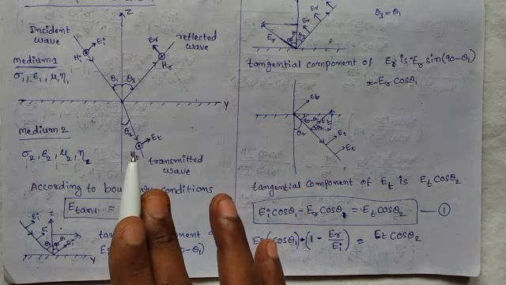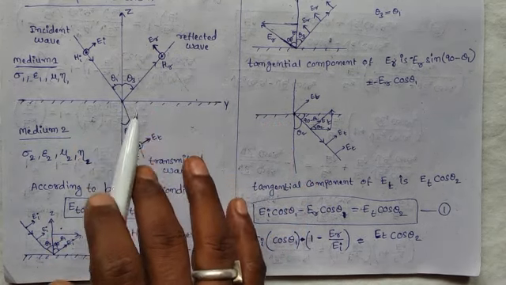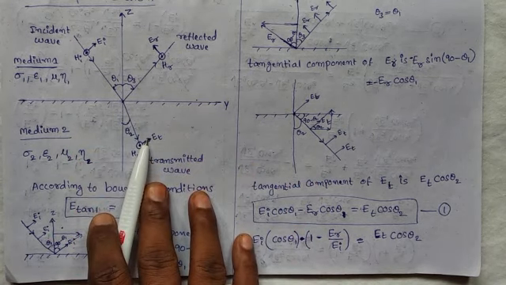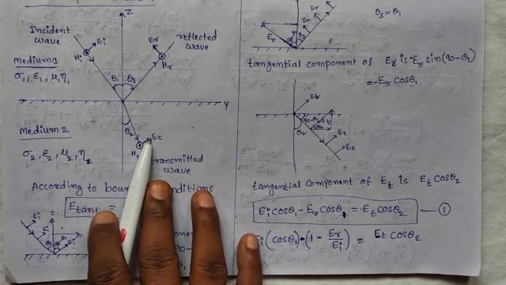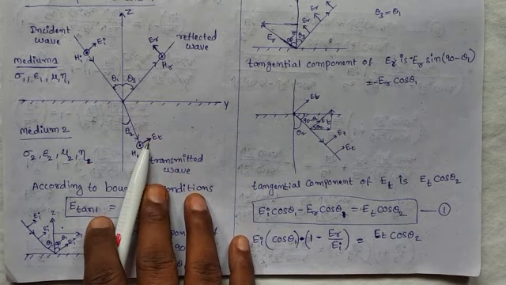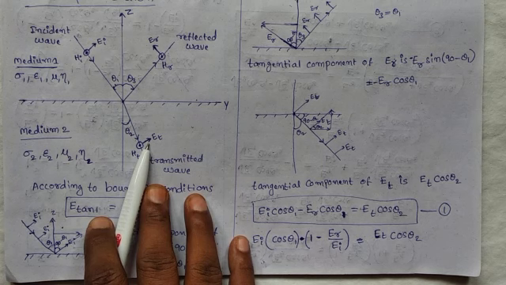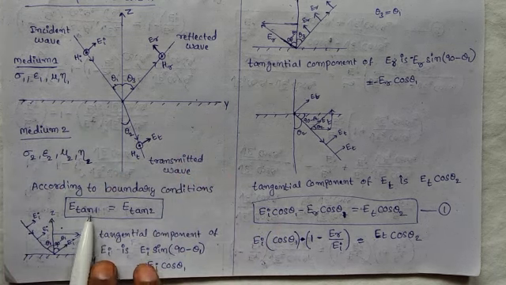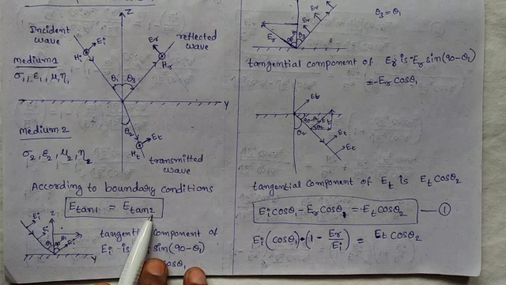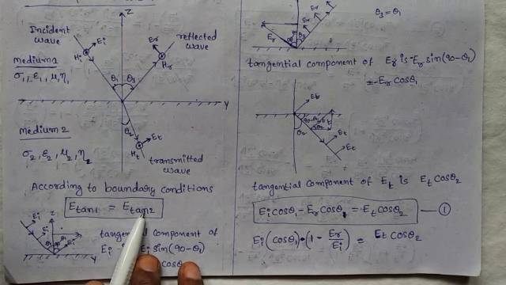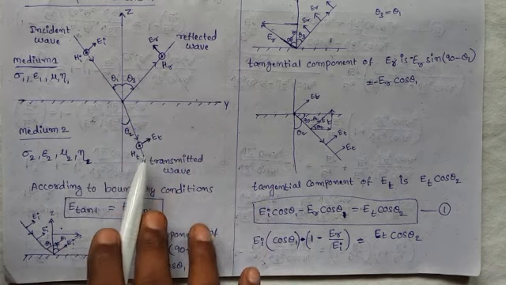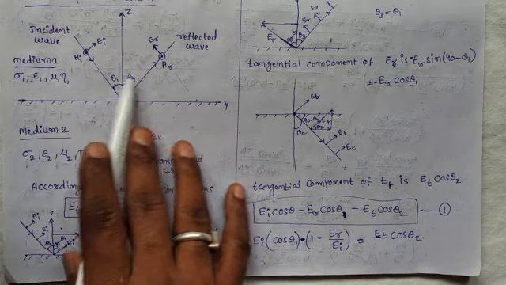Now we are applying the boundary conditions between the two dielectric mediums. The tangential component of the electric field intensity at the boundary is continuous, meaning E tan 1 is equal to E tan 2. Here E_I, E_R, E_T are parallel to the plane of incidence.